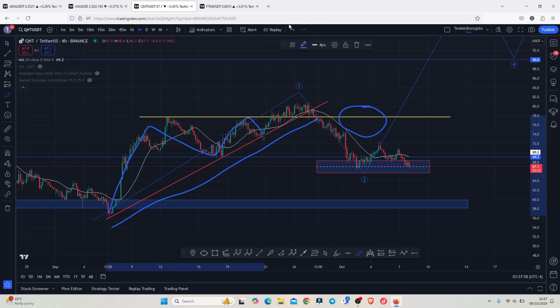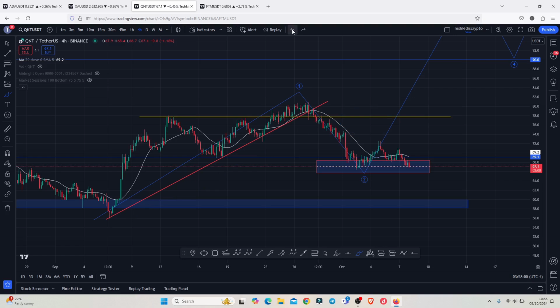And on today's video, I will be discussing the reasons as to why we need to continue holding within our key area of support above the $68.4 and the $65.7. So make sure that you stick around till the end of the video.